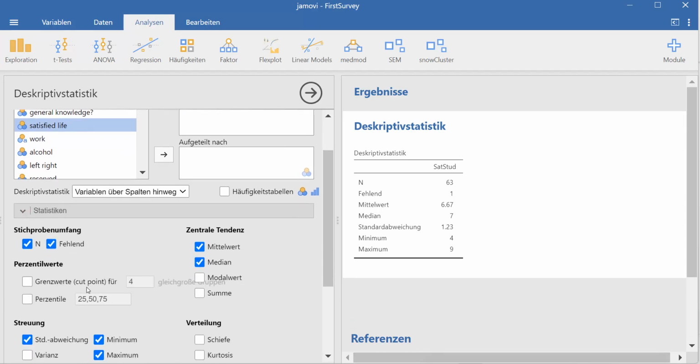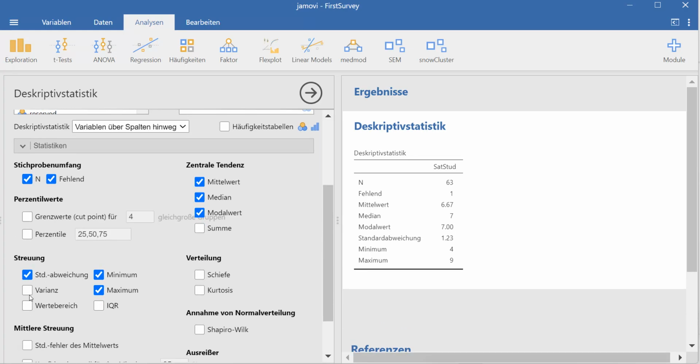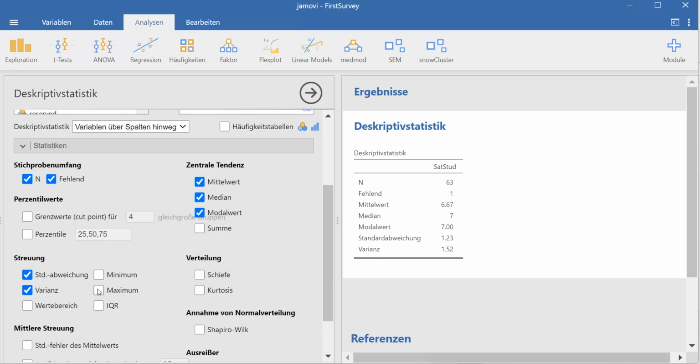And there, for example, you can say, okay, I also want to have the mode. Or you can say, I also want to have the variance. Then you see the mode and the variance added here. Or you can take out the minimum and maximum because they are not important for you for what reasons ever.